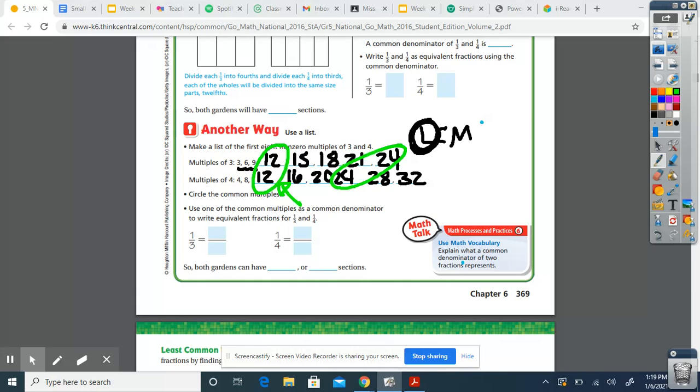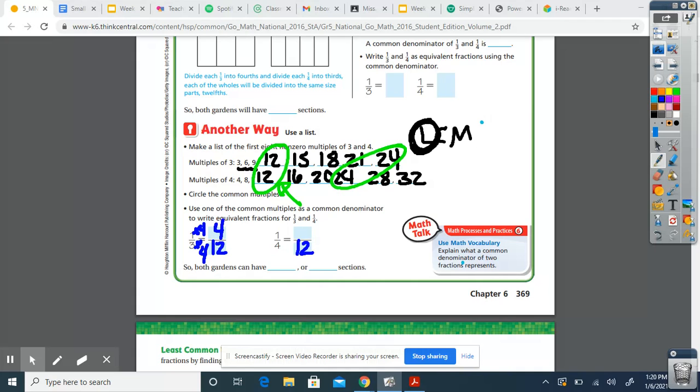So we know that our denominator is going to have to be our LCM. So our denominator is going to have to be 12 on both of these. So now we need to ask ourselves, 3 times what equals 12? 3 times 4 equals 12. So whatever I do to the denominator, I do to the numerator. So I'll multiply it by 4. 1 times 4 is 4.